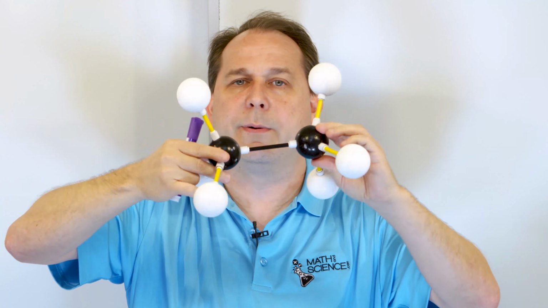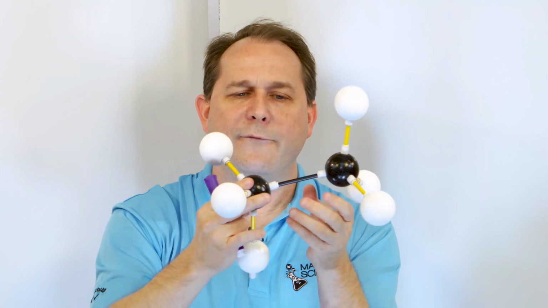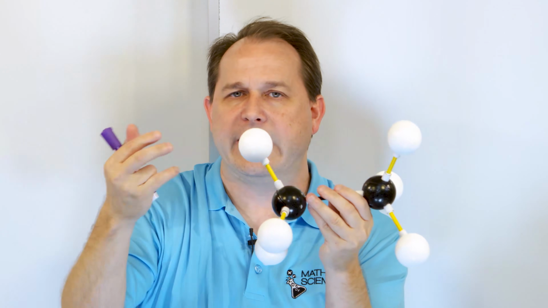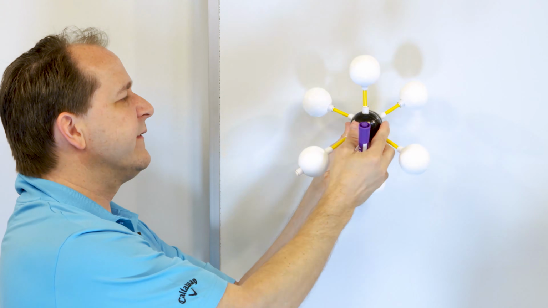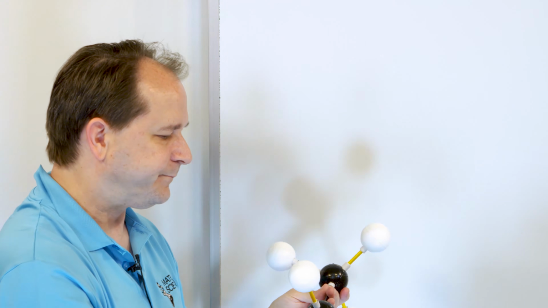And this single bond here between the carbons can rotate. Of course, these can rotate too, but it doesn't do anything. I mean, it's a symmetrical thing. But when you rotate this, there are different forces acting, and so it's going to end up being more like this.